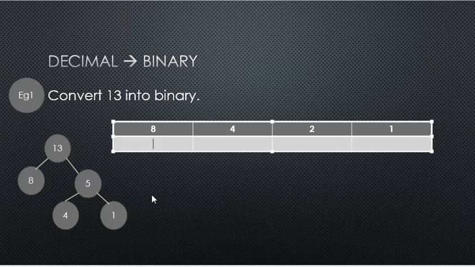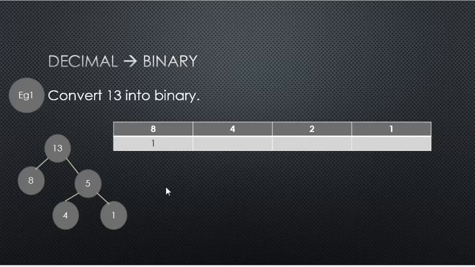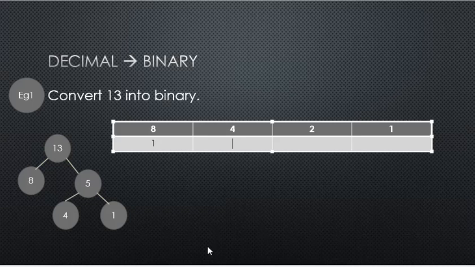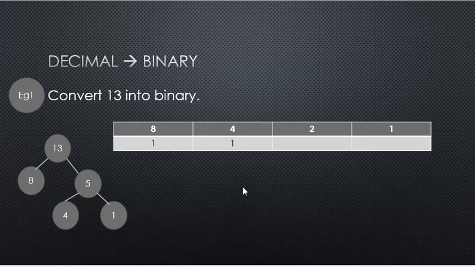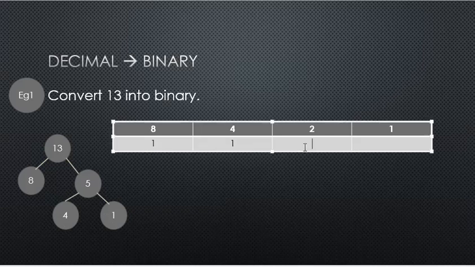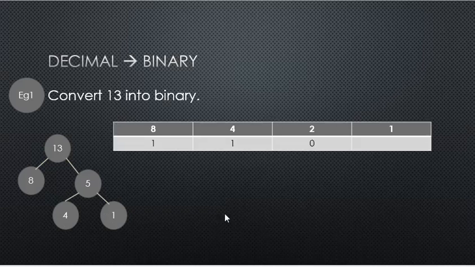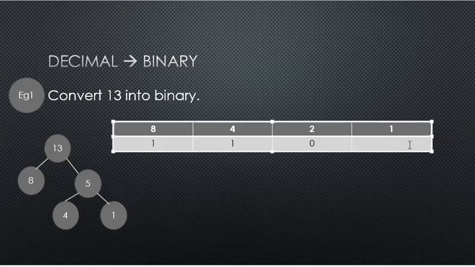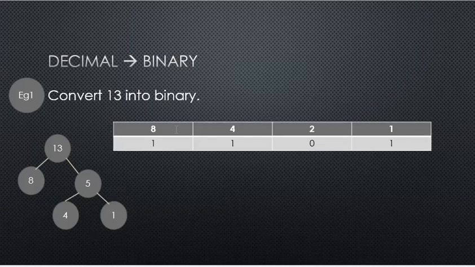So which means in turn that I need to turn the 8-bit unit on, so I put a 1 in that box. I'm going to use the 4, so I turn the 4-bit value on, put a 1 in there. 2, no, I have no 2, so I put a 0 in there because I'm leaving it off. And finally, yes, I do need the 1, so I put a 1 in there, and that in turn gives me my final answer.